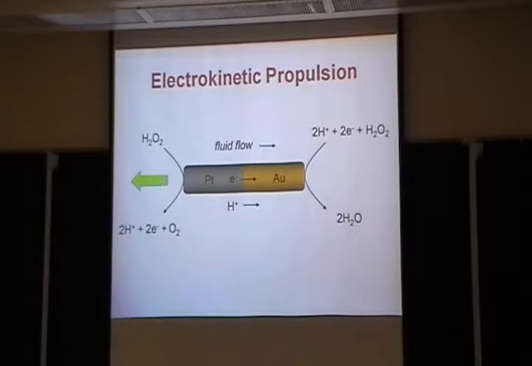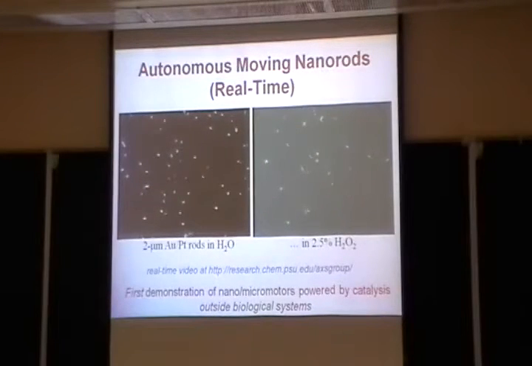So the video you'll see on your left, you'll see these rods in just pure water. They're doing Brownian motion, jiggling around. And on the right, very dilute, 2.5% hydrogen peroxide. So this is Brownian motion, and you can see these little buggers. They look like bacteria. They're about the same size as bacteria, 1 to 2 microns. Some of them come together when they start to rotate.